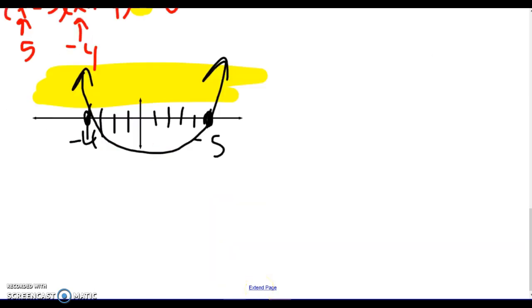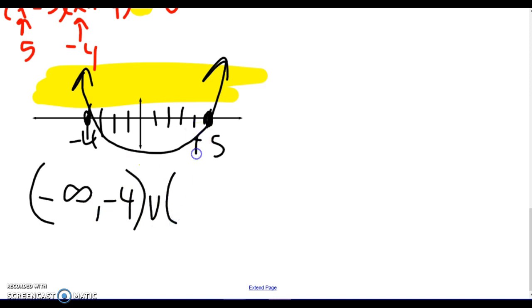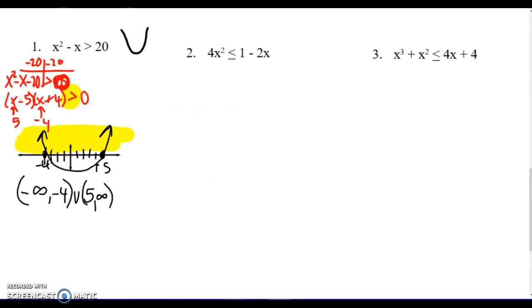So therefore, my solution is negative infinity to negative 4, union positive 5. Did I ever put negative 5? So positive 5 to infinity. Got it. Alright, so stop, go back if you need to. And then I'm going to erase it so I have room for the next one. Alright, so I didn't erase it. I just made it smaller.